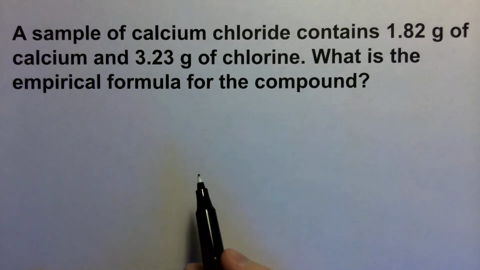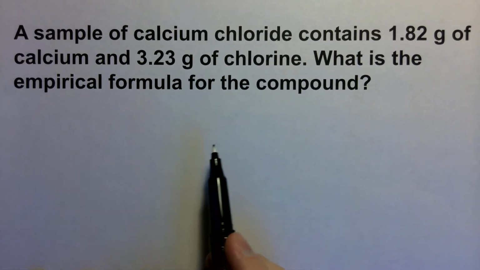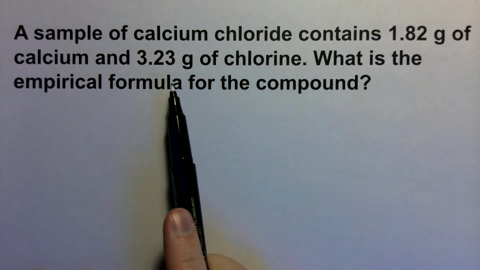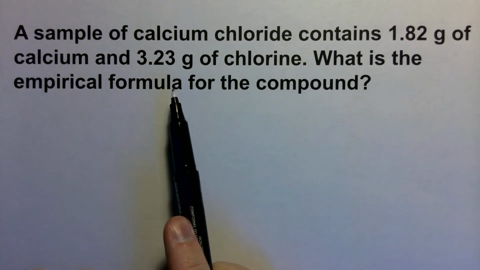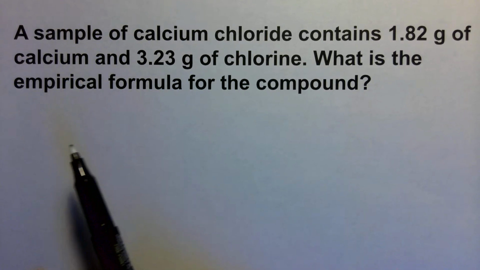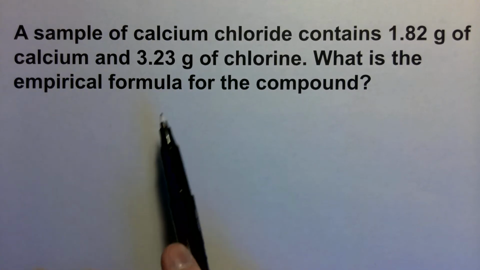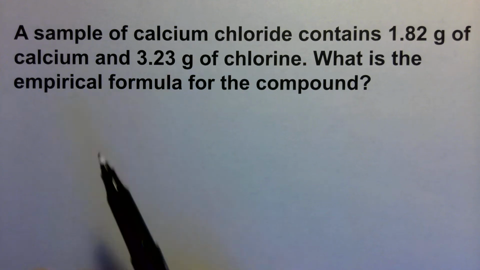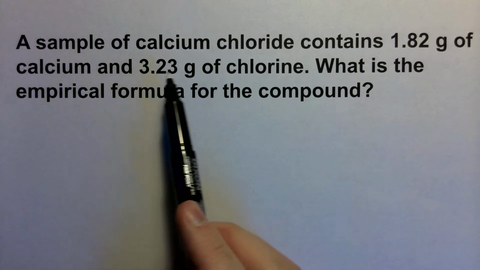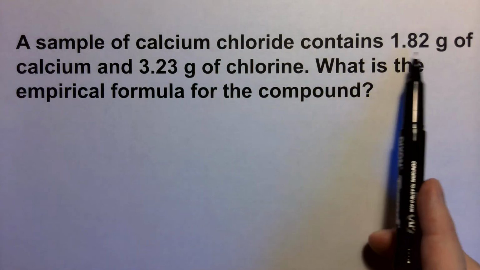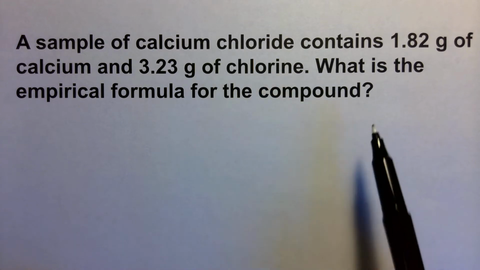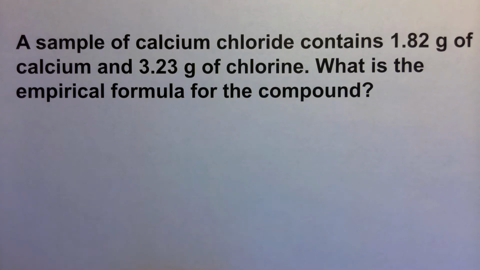So the way that we determine that is we need to look at moles. We can't go from mass to mass because that doesn't actually tell you how many molecules there are of a particular compound. It doesn't tell you how many atoms there are. We need to work in moles and not mass. So we're told in this example that calcium chloride contains 1.82 grams of calcium and 3.23 grams of chlorine. What's the empirical formula for the compound?